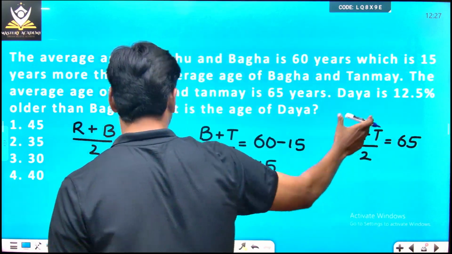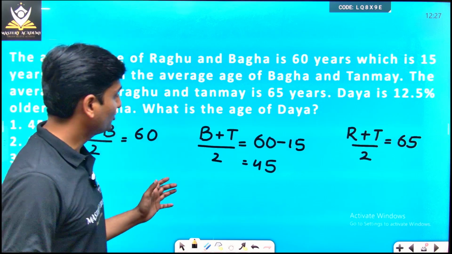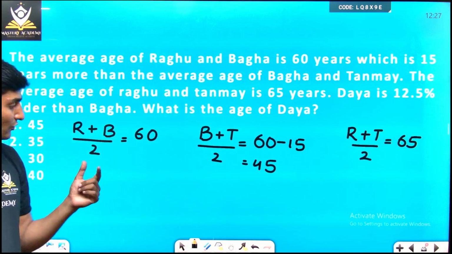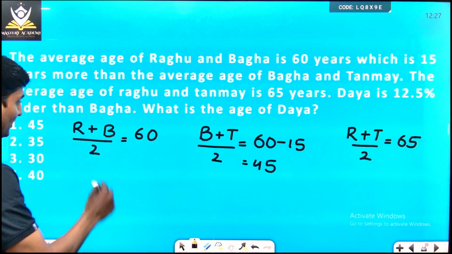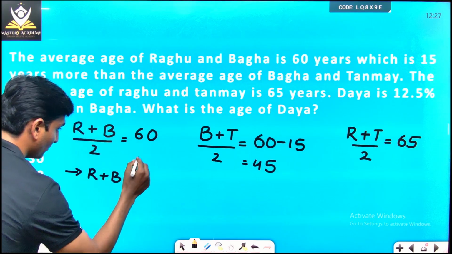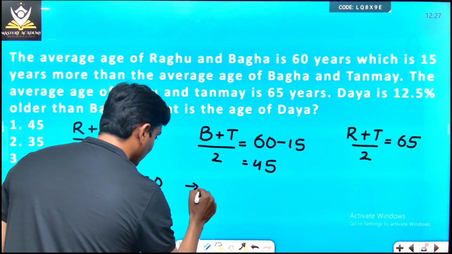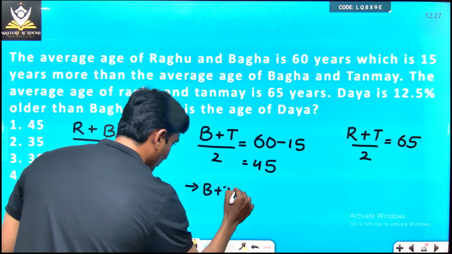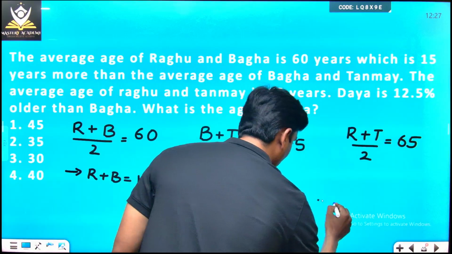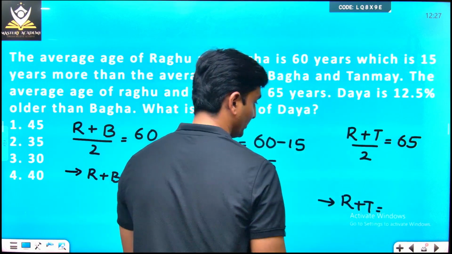If this is the case, Daya is 12.5% older than Bhaga. What is the age of Daya? So initially we will have to first find out the age of Bhaga if we need the age of Daya. For that we have this equation format. Next, R plus B will be equal to 120, Raghu and Bhaga's age together. Here I can write B plus T will be equal to 45 into 2, and that is nothing but 90. And here I can take Raghu and Tanmay, 65 into 2, and that is 130.